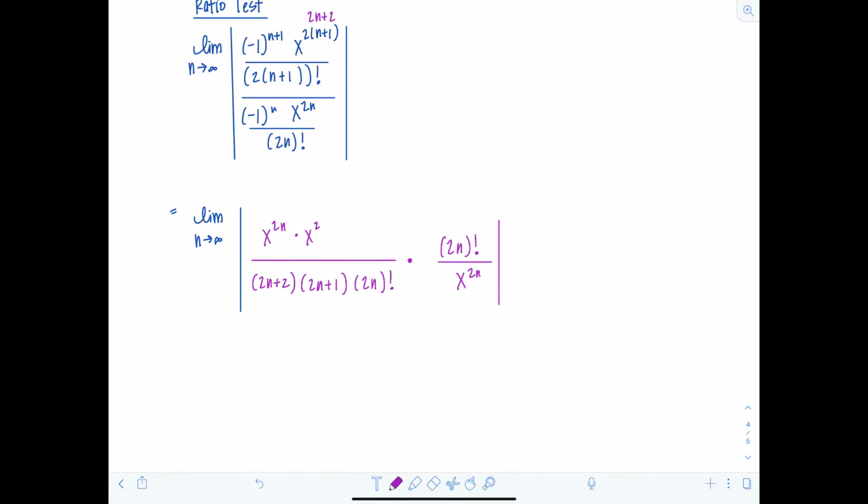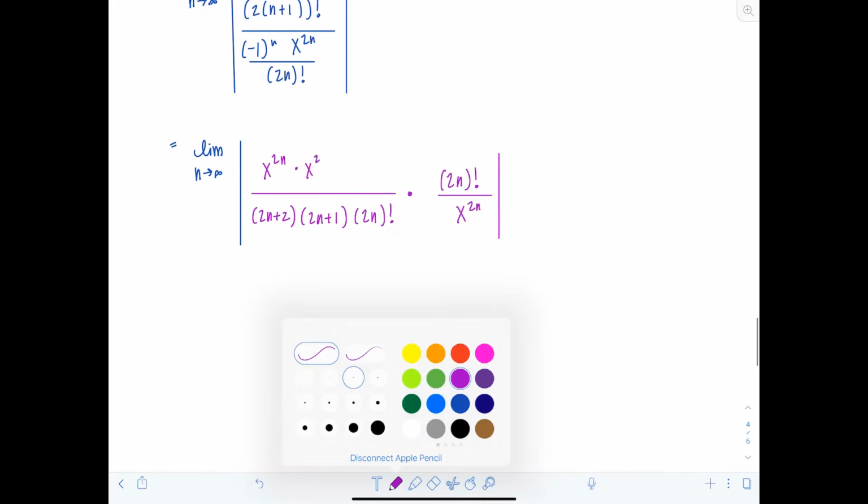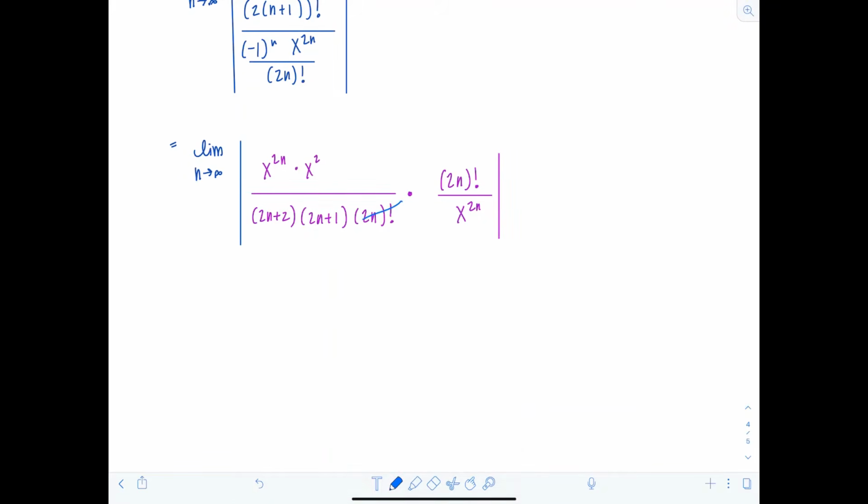Okay, and keep those absolute value bars. Now we get to have some fun and cancel away. So 2n factorial, that's gone. x to the 2n, that's gone.